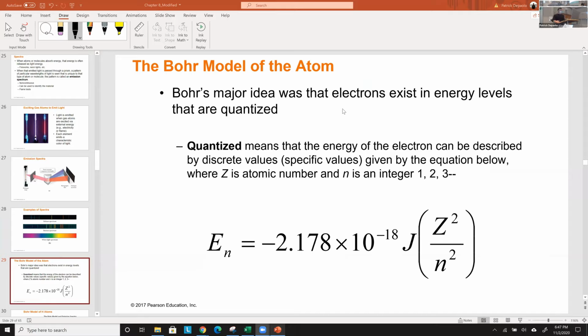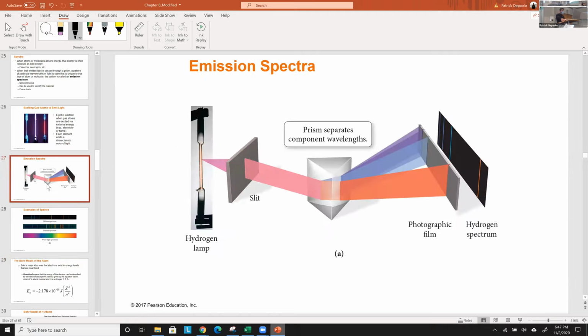But anyway, so the Bohr model, he's saying that this guy Bohr is like, all right, the electrons, we'll go back. Can you go back? This one.